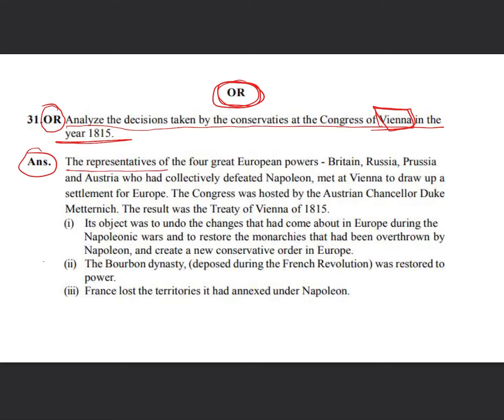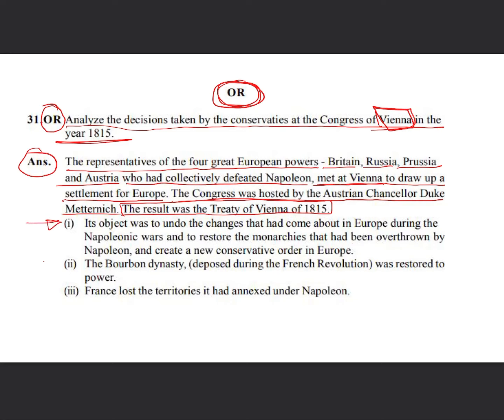The representatives of the four great European powers, that is, Britain, Russia, Prussia, and Austria, who had collectively defeated Napoleon, met at Vienna to draw up a settlement for Europe. The Congress was hosted by the Austrian Chancellor Duke Metternich. The result was the Treaty of Vienna of 1815.